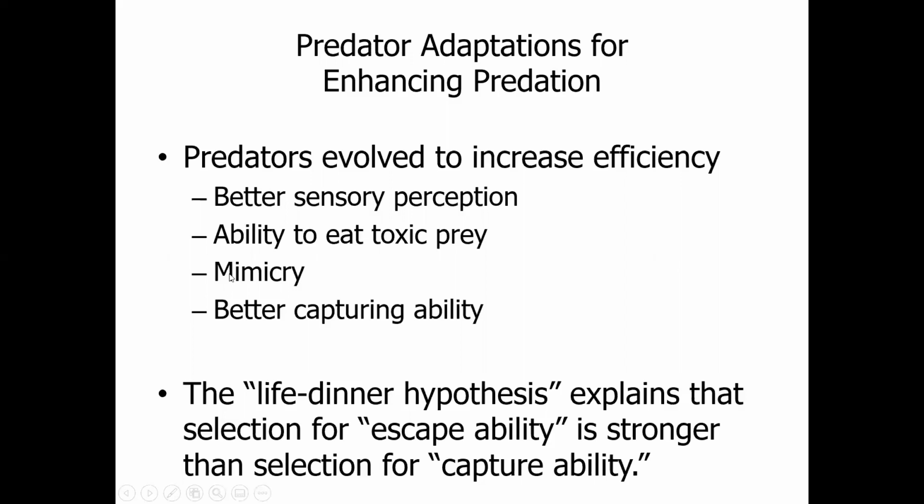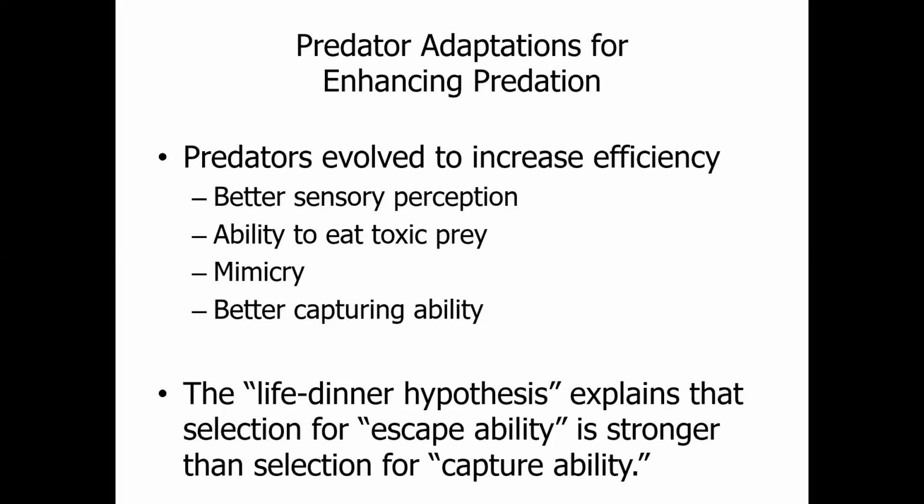Additionally, sort of like camouflage, predators can actually utilize mimicry. So they may actually also be able to blend in with their environment and use that as a surprise tactic to catch prey when they're off guard because they don't think there's any predators around. Additionally, they may just have a better overall capturing ability. So potentially being able to run faster, swim faster, fly faster, be able to catch up to prey more easily.